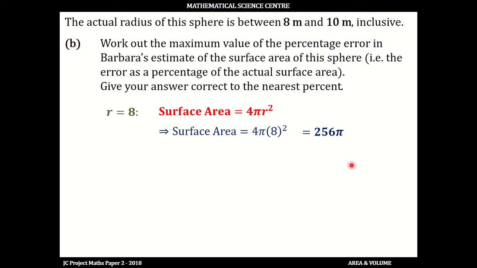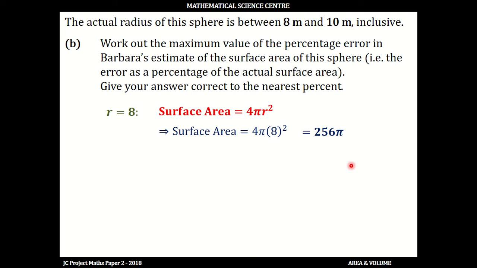We have to work out now the percentage error. The percentage error is the error over the exact multiplied by 100. What did Barbara estimate the radius to be? The radius was estimated 9 and the surface area was estimated as 324 pi. So what's the difference between these two? You always use a plus here. Is that okay? So it's always the bigger number minus the smaller number, just to get a positive value. So the difference between these two numbers is 68 pi.